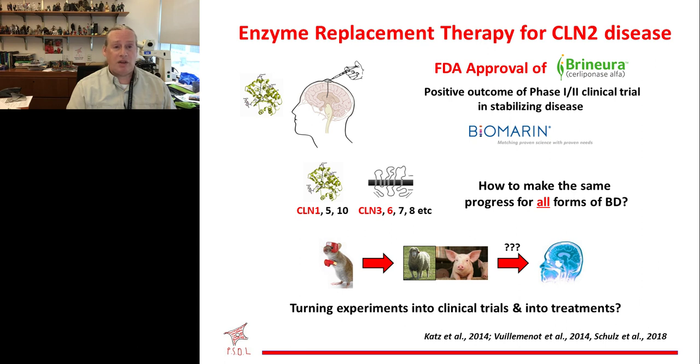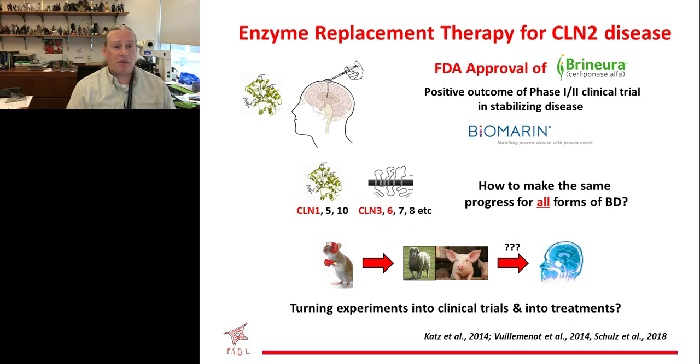And that led to the FDA approval of Brineura as a product which is now approved for the treatment of CLN2 disease in children. And just to emphasize, all of that came from following the same pathway that we have talked about in this lecture. Understanding the pathology, understanding where it is, and being able to target it to the right place at the right time to have a treatment effect.